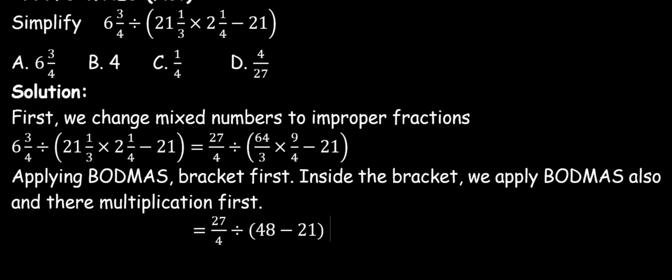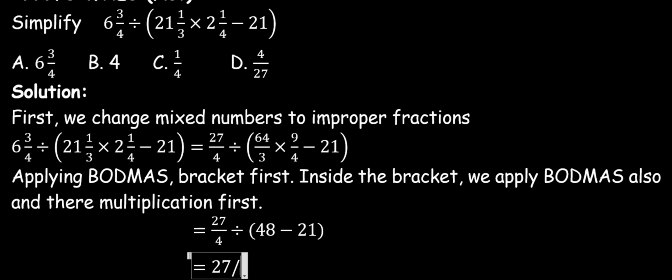What happened in the multiplication inside the bracket? Those two items that multiply themselves, sometimes we cancel out. 3 and 9 we cancel out. Then 4 and 64 we cancel out. Then you now multiply out the result. Hence we have 48. Next, still within the bracket, we have that 48 minus 21 is equals to 27.